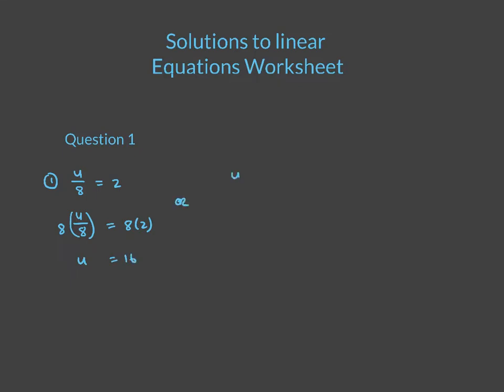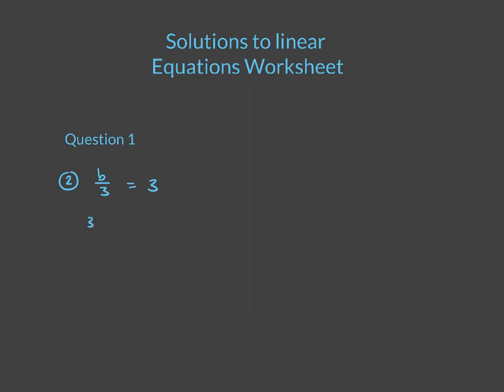We could have also tried to get the denominators the same. u over 8 is equal to 2 over 1. So in other words, on the right hand side, we want the denominator also to be 8. So multiply 8 by 2, so 16. Therefore u over 8 is equal to 16 over 8. Therefore u is equal to 16.